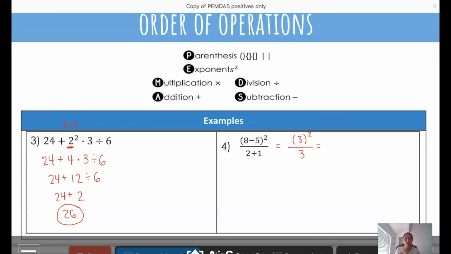Right? The fraction bar separates or groups the top from the bottom. So I'm simplifying those expressions separately. So I'm simplifying the top and I'm simplifying the bottom. Well, 2 plus 1 is only addition, so I know I can write 3. All right, now I have 3 to the second power divided by 3. Well, 3 to the second power, or 3 squared, is saying 3 times 3, right? Take that base and multiply it by itself that many times, which in this case is twice. So 3 times 3 is 9, and then all over 3. So 9 divided by 3 is 3.